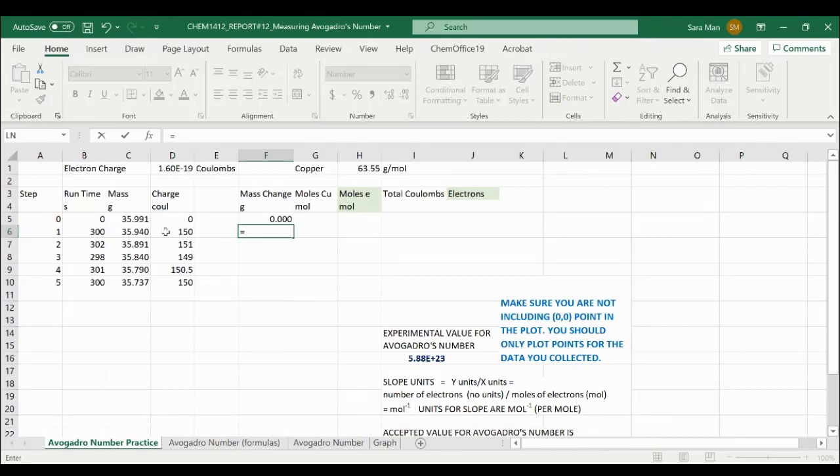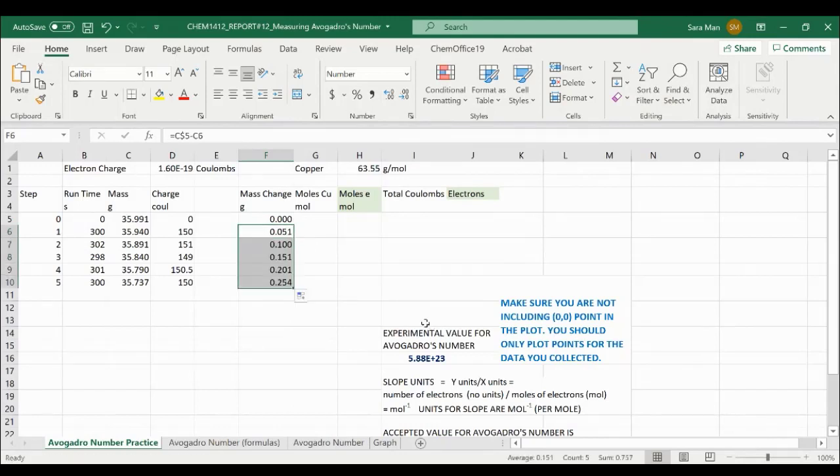Because we are comparing always to step 0, I need to lock that step. So I will write C, the dollar sign, and then 5. That means I always want to compare to step number 0. Minus, in this case, I just need this. Very good. And because I want Excel to do it for me, again, I'll do that.